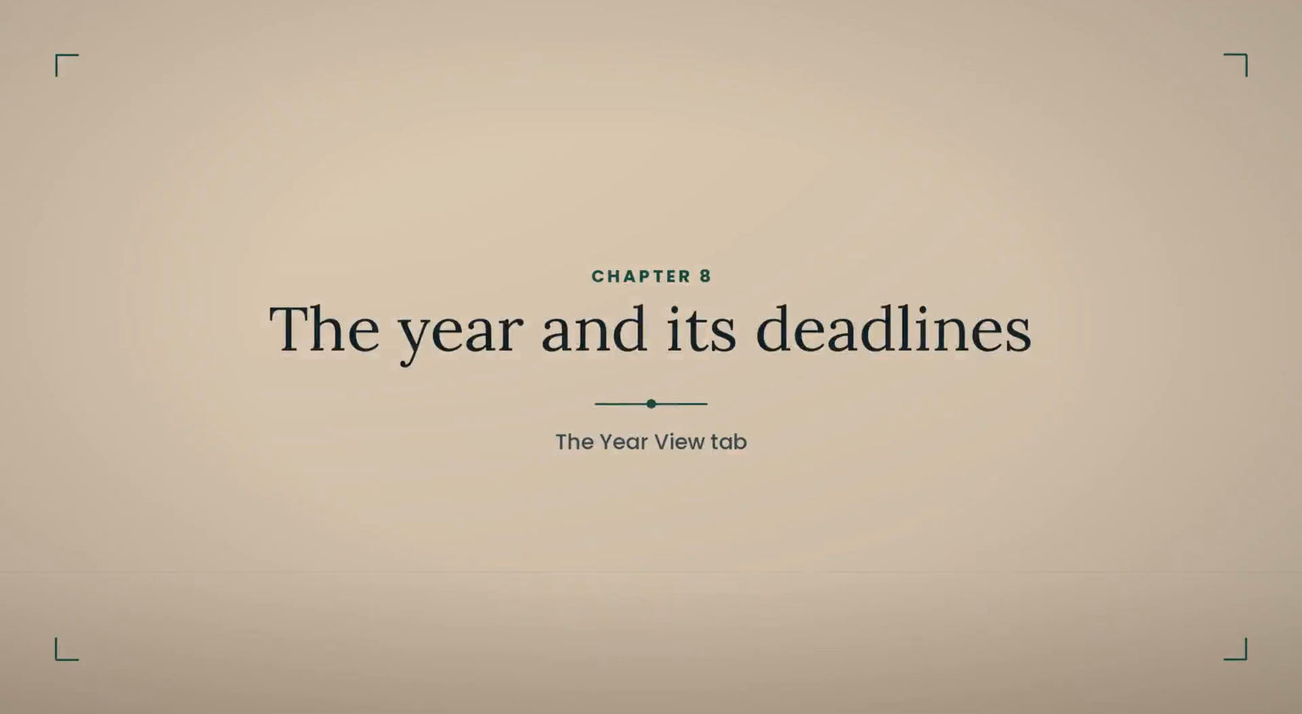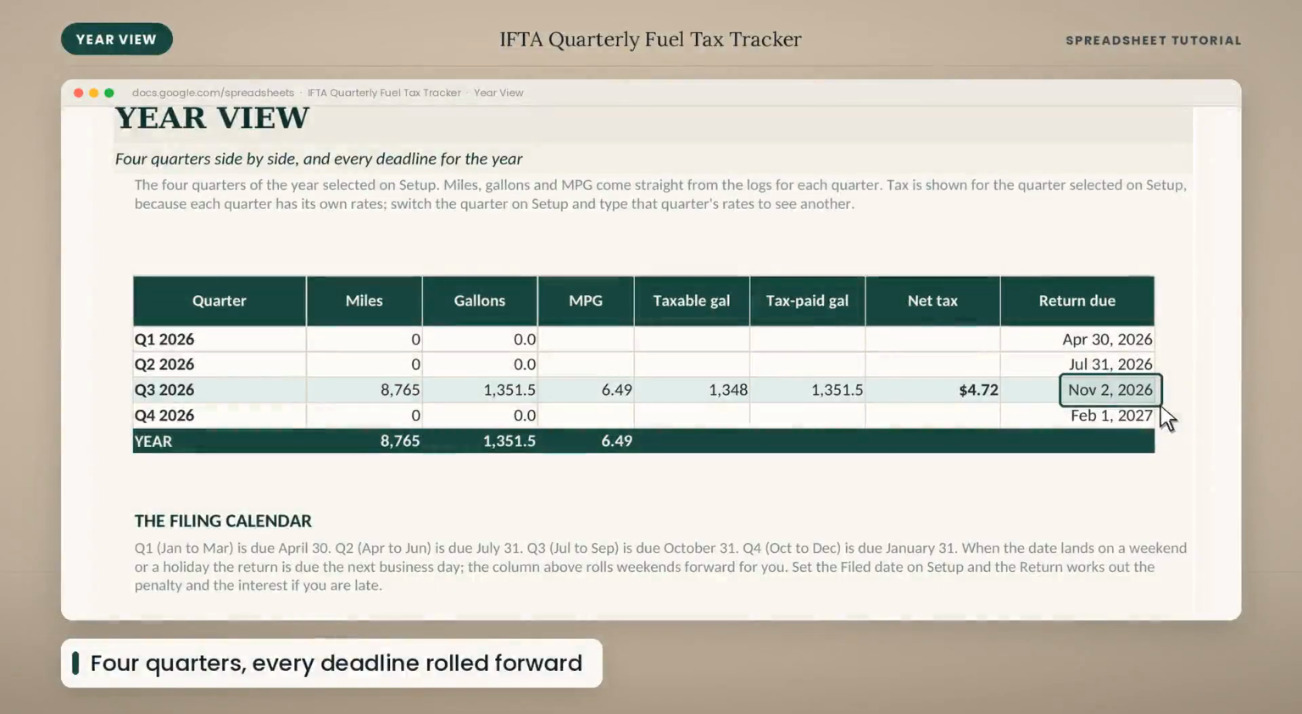Chapter 8. The year and its deadlines. Year view lines up the 4 quarters with their miles, gallons, and MPG, and every due date for the year, weekends already rolled forward. The next deadline is never a surprise.